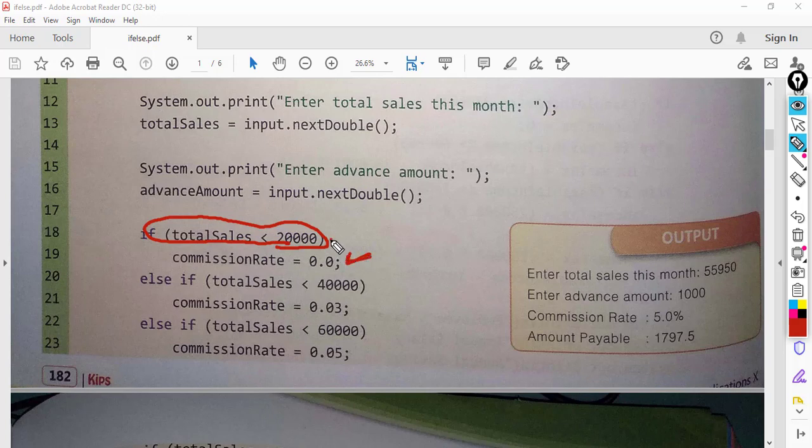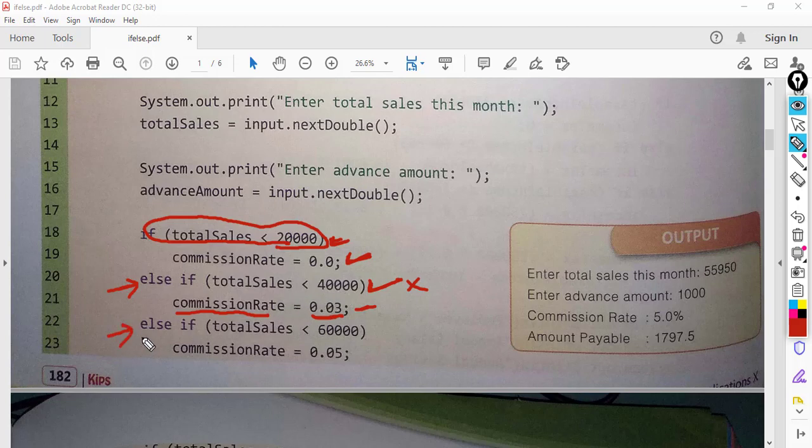If it is greater than 19,999, the control will come to this else if, and we already know that it is greater than 19,999, but is it less than 40,000? If it is less than 40,000, we'll assign 0.03, which represents 3%, to the commission rate.